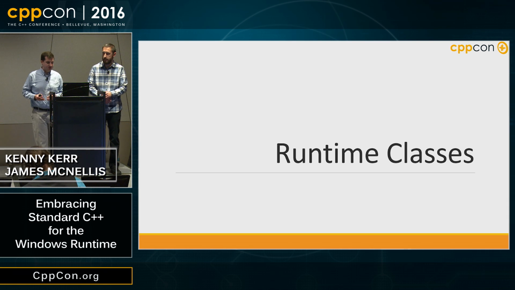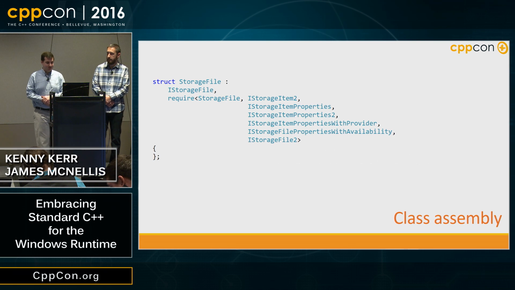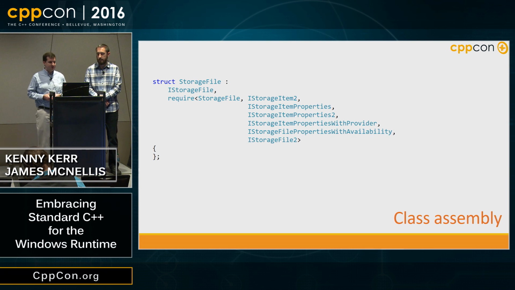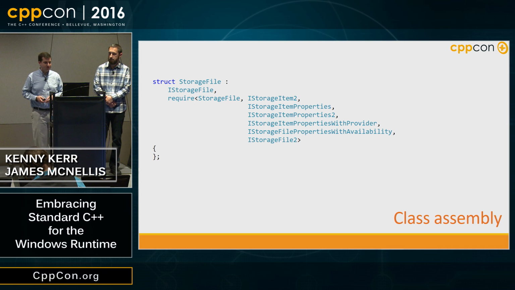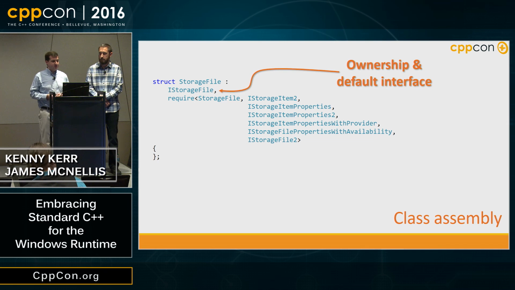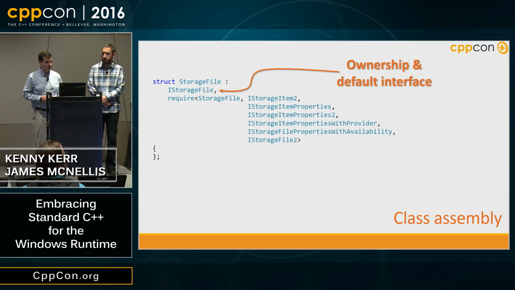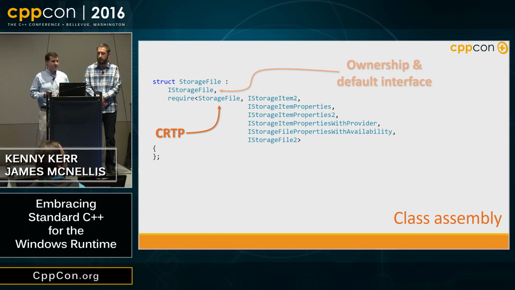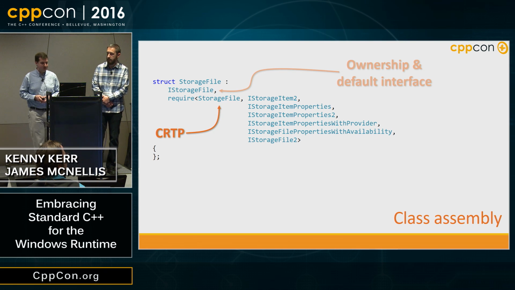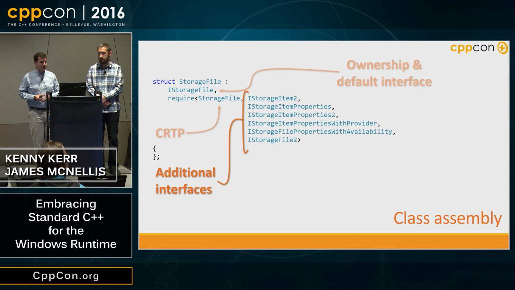And so, not just interfaces. Classes actually work in exactly the same way. So here, for example, is the definition of the storage file class in the projection. You can see here that it gets its ownership and default interface from IStorageFile. It then passes itself for CRTP into that require class template. And then it says that it also implements all of these additional interfaces, which it's specified in the metadata as implementing. So it's guaranteed that if you have a storage file, it implements all of these interfaces.